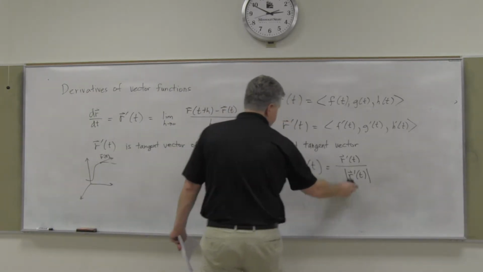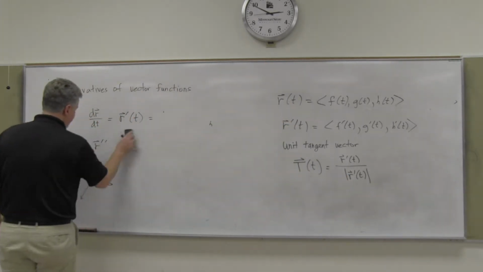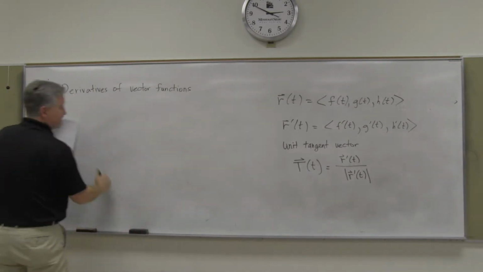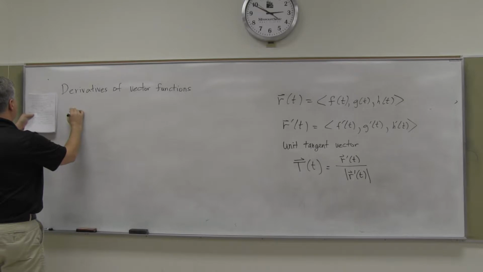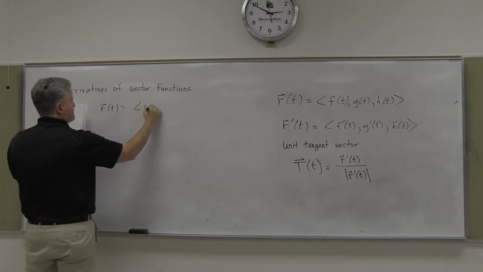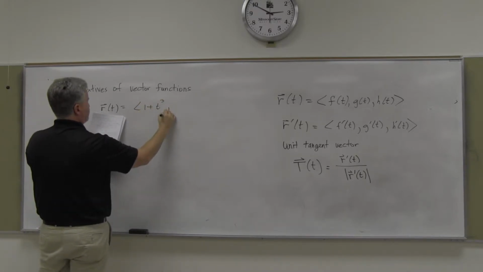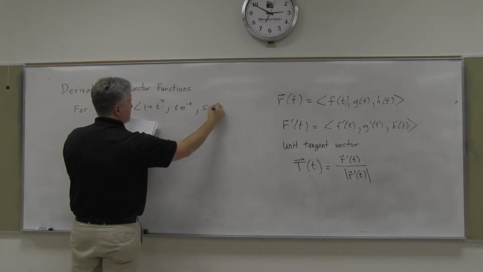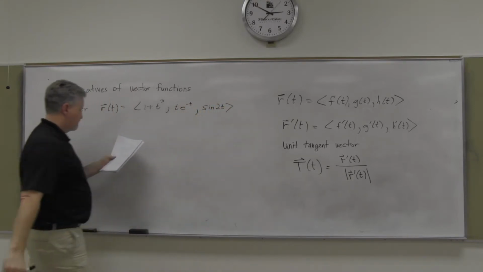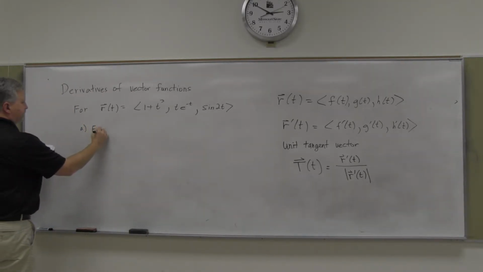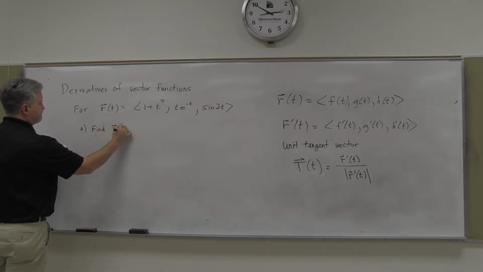I guess you can get some complicated derivatives, but it's not too bad. All right, so for r of t equals (1 plus t cubed, t e to the minus t, sine of 2t), our vector function, part A: let's find r prime of t.